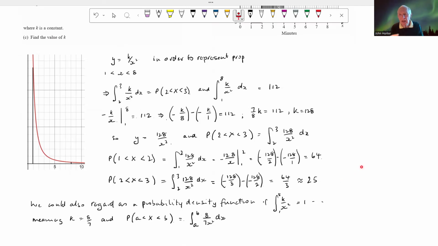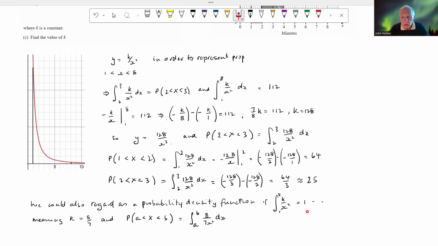So if we were to change the meaning of this and say, well, let's not look at the number of customers who were between 2 and 3 minutes. Let's say we choose a customer at random out of these 112. What is the probability that they queued for between 2 and 3 minutes? So it's basically going to be the number divided by the total 112. Okay, so we could actually adapt this idea to form a probability density function.